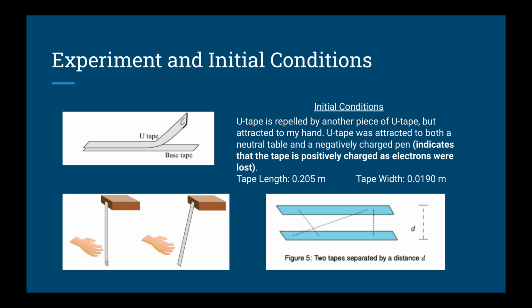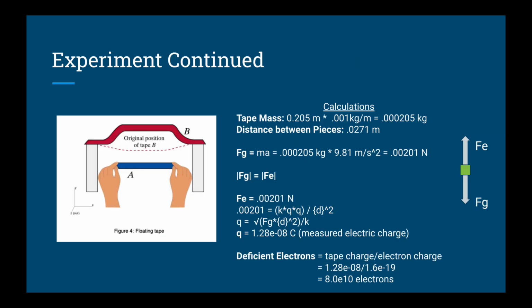Tape length was measured to be 0.205 meters, and tape width was measured to be 0.0190 meters. Some calculations included the tape mass, which is calculated by multiplying 0.205 meters times 0.001 kilograms per meter for a tape mass of 0.000205 kilograms. The distance between the pieces of tape was measured to be 0.0271 meters.